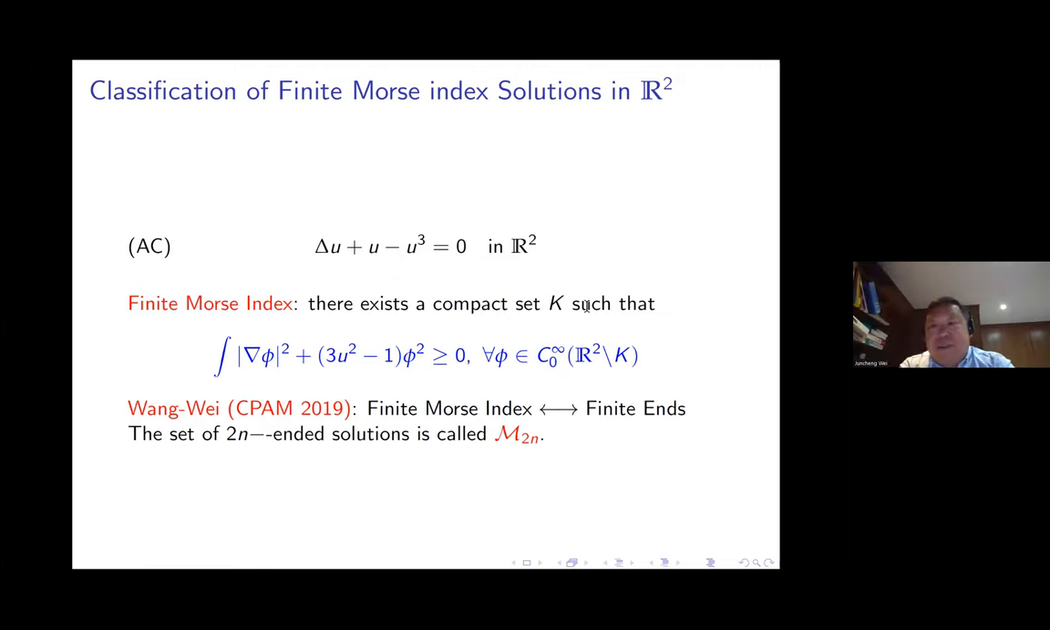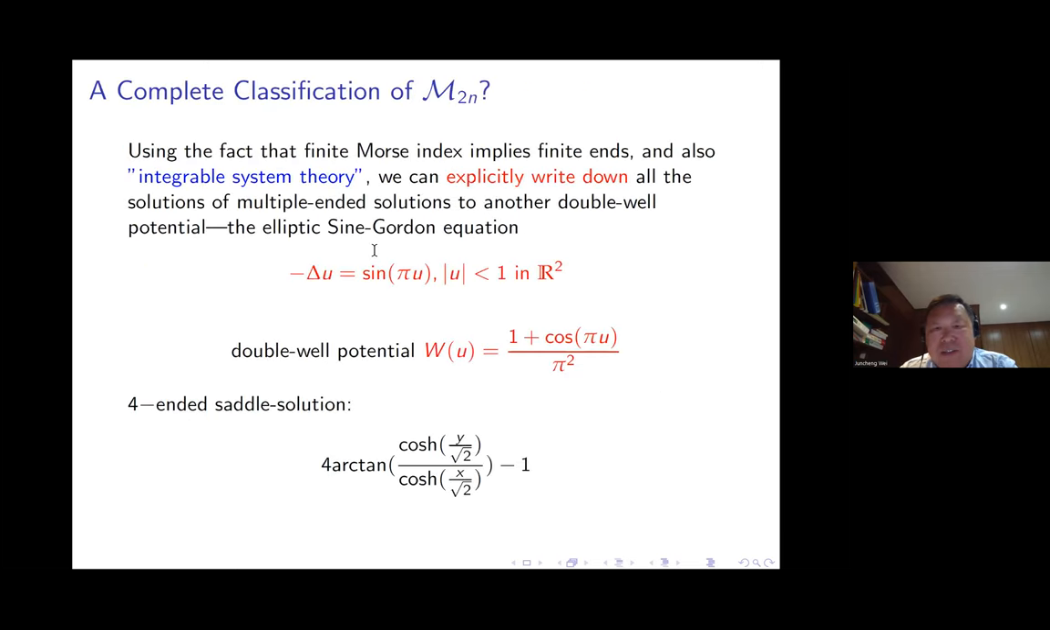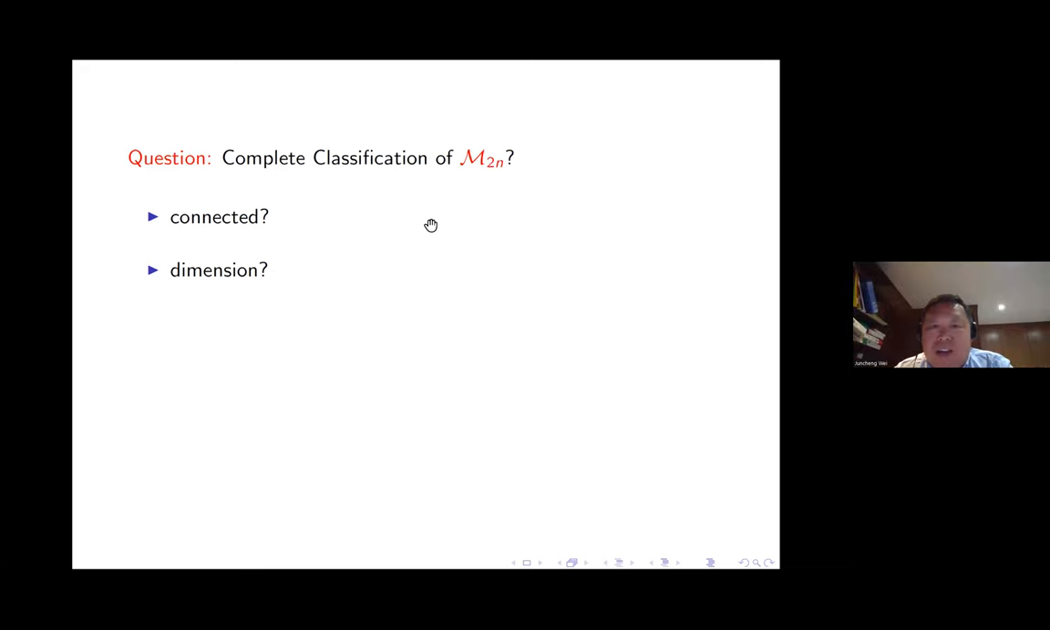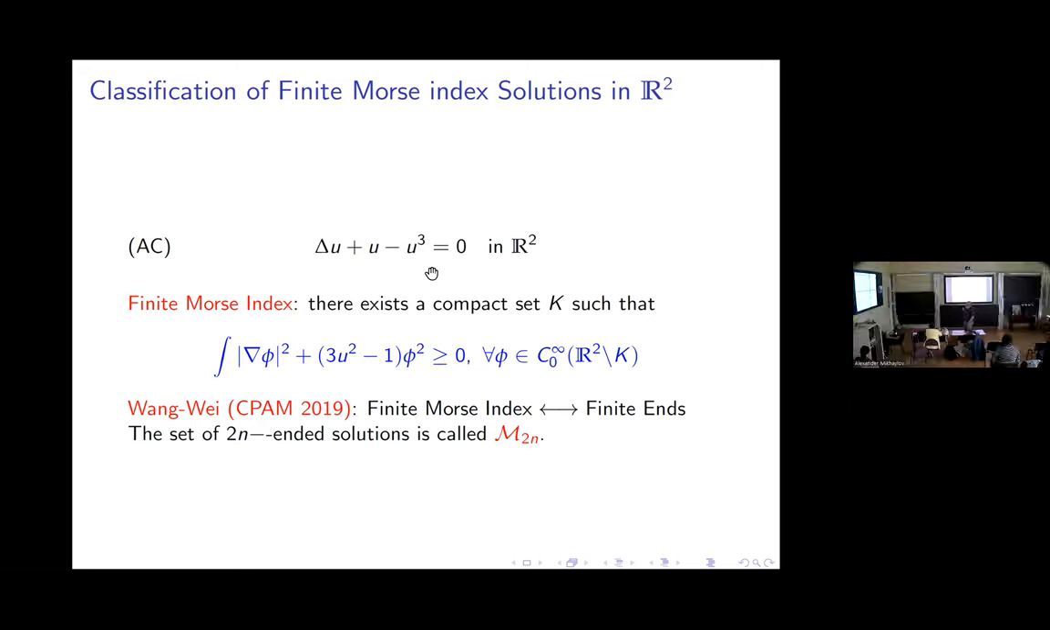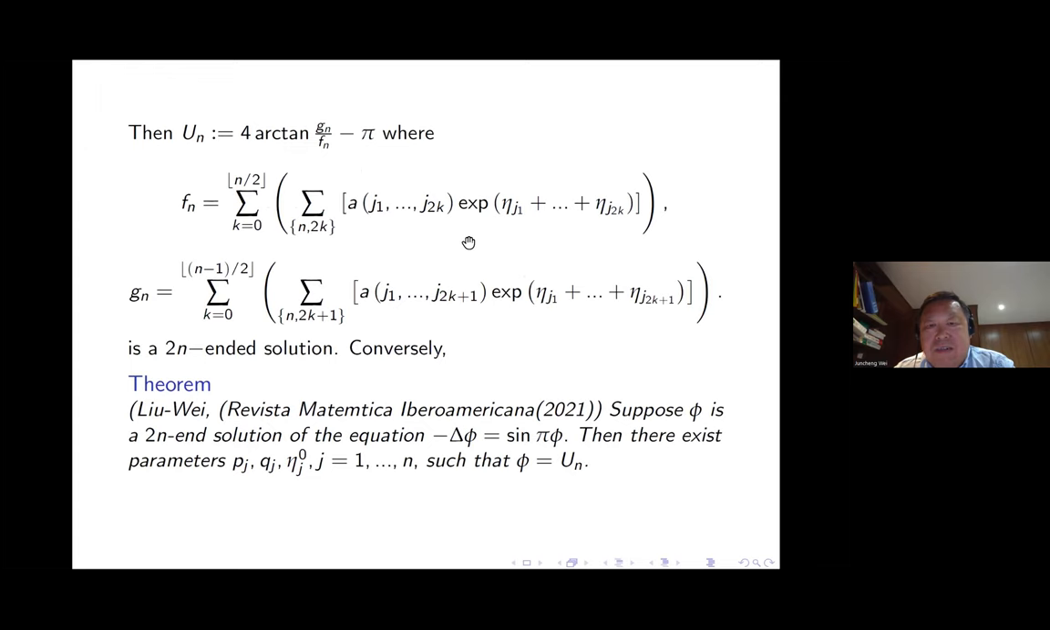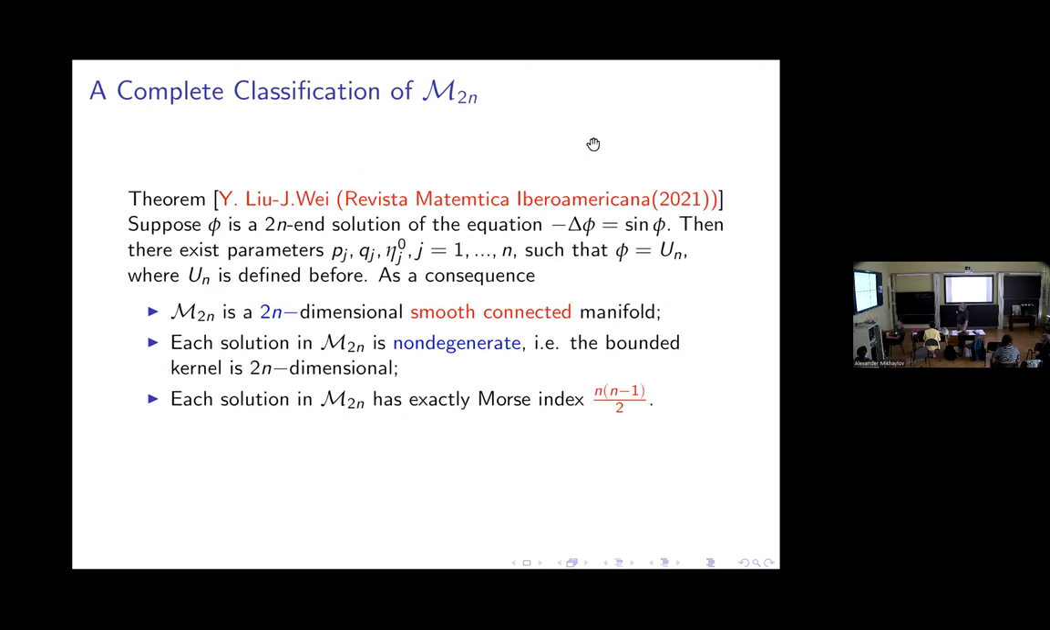Okay, this is a very nice question. The reason is for Allen-Cahn, this is not an integrable system. So we cannot write down the solution explicitly. While for integrable sine-Gordon, we can write down the solution explicitly, and these are all solutions. And so that's the difference. So it cannot be classified in general for Allen-Cahn. For Allen-Cahn, we can only classify four-ended solutions. There's some classification for when n equals two, which is four-ended solutions. But in general, it's very difficult. But for sine-Gordon, we can classify all two-ended solutions. Okay. We have a complete classification for sine-Gordon.